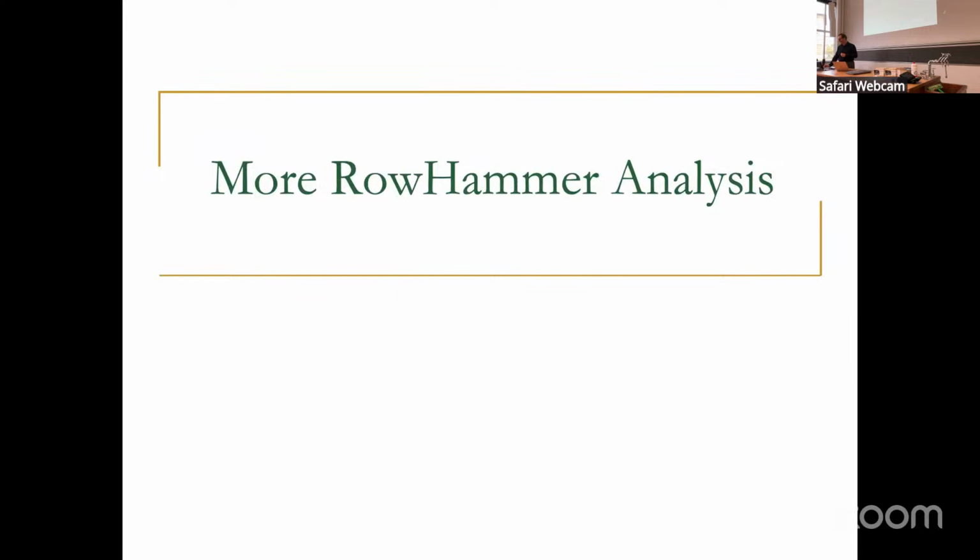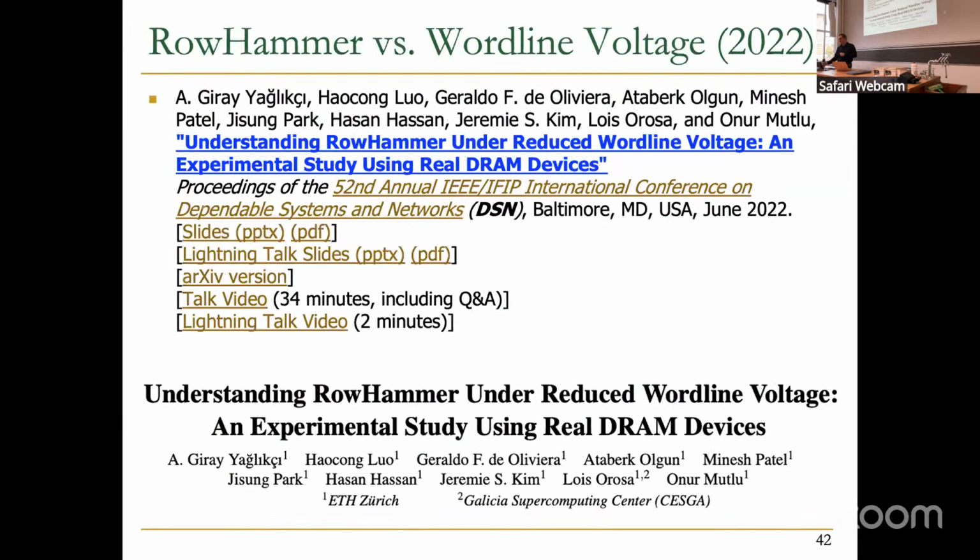Otherwise, I'll keep going. So there's more RowHammer analysis. Then the question is basically, under what other conditions RowHammer becomes more vulnerable, or can we actually fix it if we understand things more? So this is another study that Giray actually did, which was published at DSN. And the idea is to figure out the relationship between the word line voltage, the voltage level at which you activate a row, essentially, and the RowHammer vulnerability.